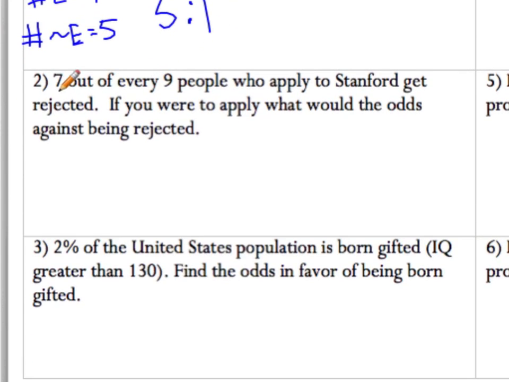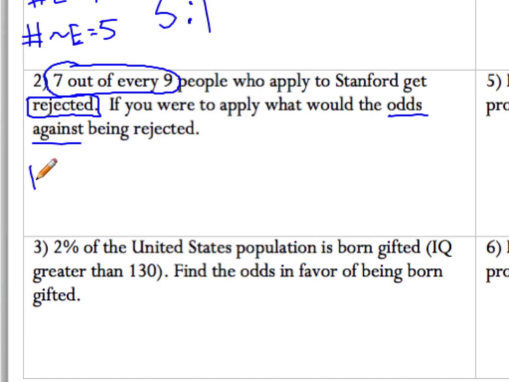Now in number 2 it says 7 out of every 9 people who apply to Stanford get rejected. So if you were to apply, what would the odds against being rejected be? Okay, so looking at this, we're trying to find odds against. The event is being rejected, and in this case they give you a probability. It says 7 out of 9. So I like to circle my probabilities.